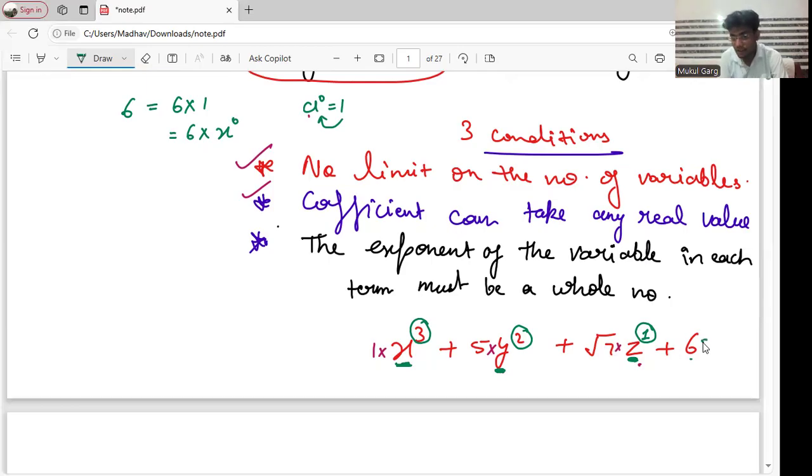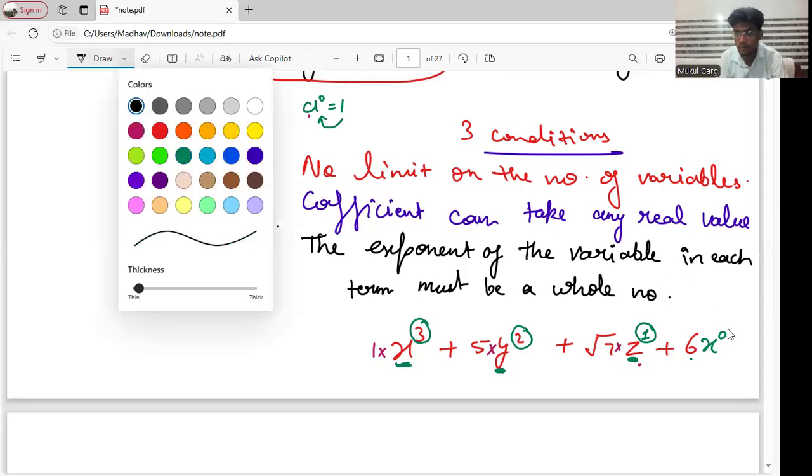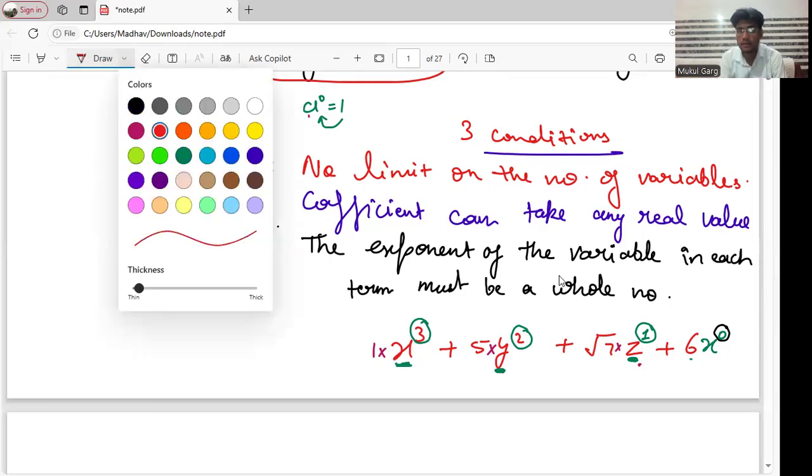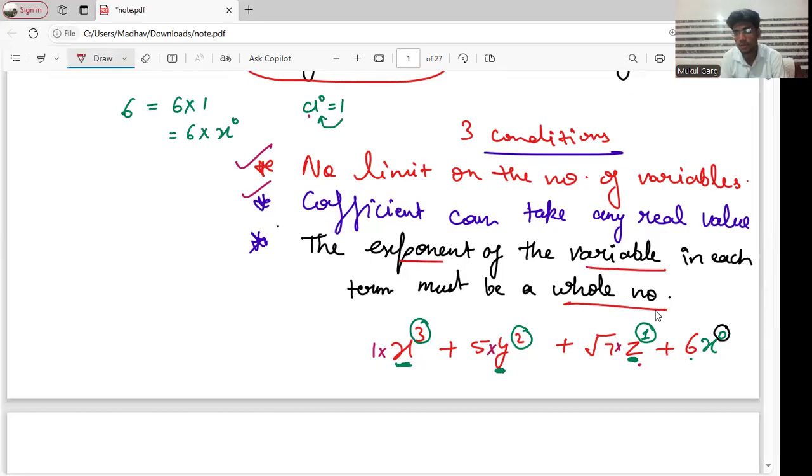So again, I can write down this 6 x to the raised power 0, or you can take any variable. x की जगह आप y ले लो, z ले लो, a ले लो, b ले, जो आपकी इच्छा. ठीक है. Again, if you check, you will see here again the power or the exponent of the variable is again a whole number. So in each term, the exponent of the variable is a whole number. So therefore, I can say it is a polynomial. ये algebraic expression एक polynomial है. I believe it is clear for all of you.